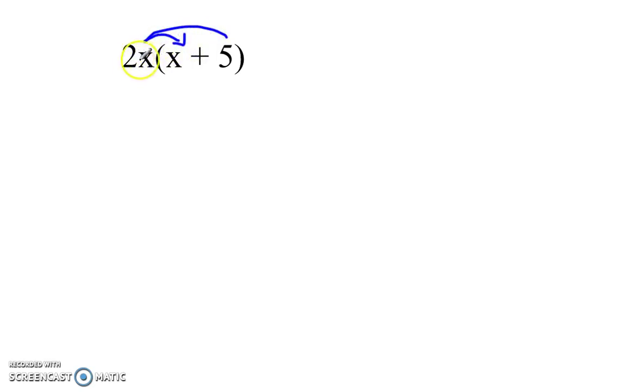Now if you're multiplying 2x times x, x times x is x squared, so that would be 2x squared, and then 2x times 5 is 10x. Okay, so that's the distributive property using a monomial here. X times x, remember when you multiply variables, their exponent changes.